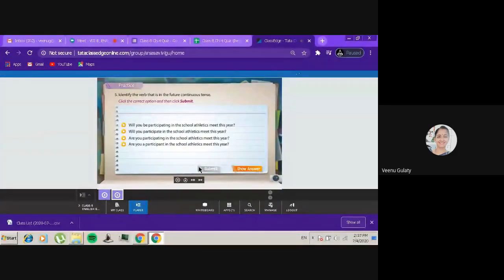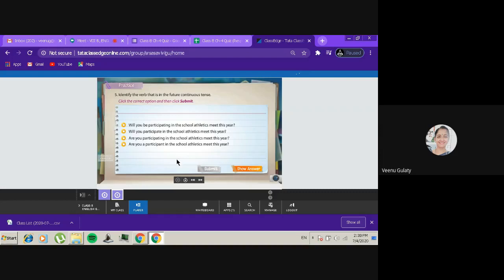Identify the verb that is in the future continuous tense. Click the correct option and then click submit. Only one sentence is completely right. You have to identify it. Read it carefully. This is for the boys. Yes, Peter. Ma'am, are you participating in the school athletics meet this year? The third option, okay. That's not correct.